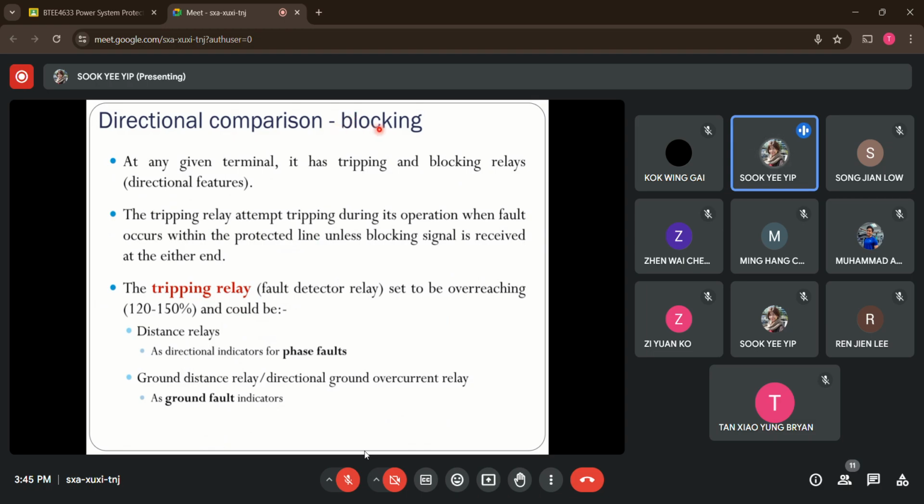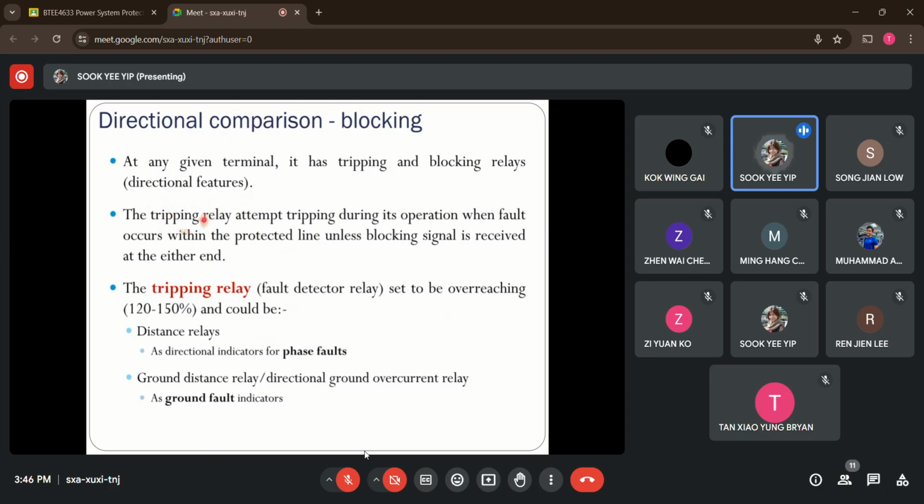Whenever you see blocking, it means that a signal has been sent to the other side to stop the breaker from tripping. Right now, with this directional comparison scheme with blocking mode of operation, at every given terminus of the transmission line, it will consist of two relays. One is known as the tripping relay, another is known as the blocking relay. Both have directional features, which means they can determine whether this is an internal fault or an external fault. So let's talk about the tripping relay first.